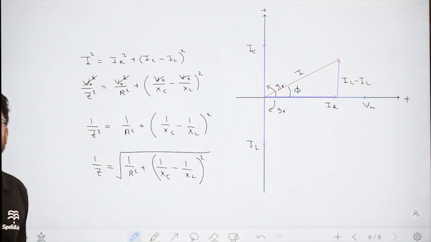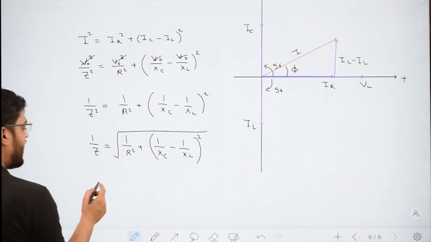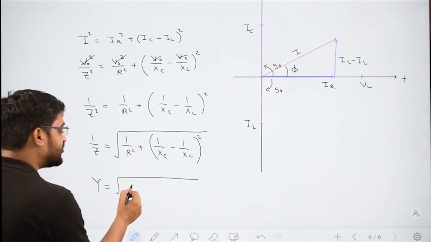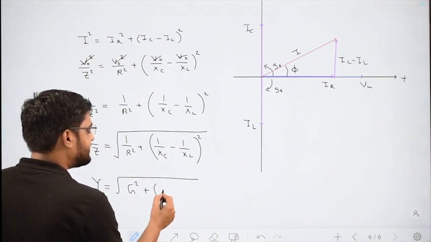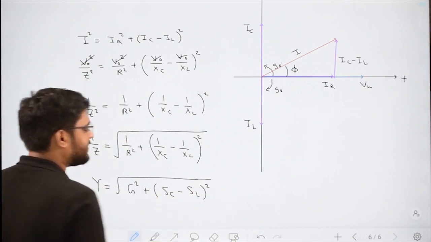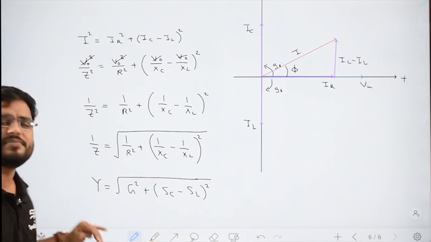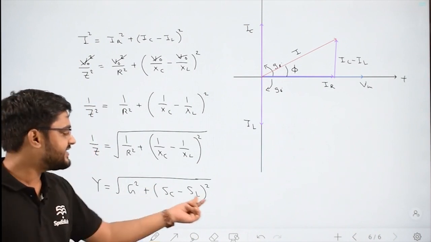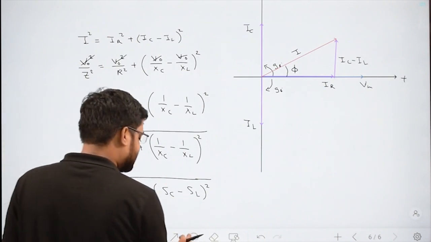What is 1 by Z? The reciprocal of the impedance is admittance. And so admittance Y is nothing but root over, what is 1 by R square? It is G square, conductance square, plus, what is this? This is SC minus SL whole square, the net susceptance, right? So the admittance is given by this expression, which is very similar to the impedance. Impedance is root of resistance square plus XL minus XC whole square. Here admittance is that, and this expression is just the reciprocal of that.